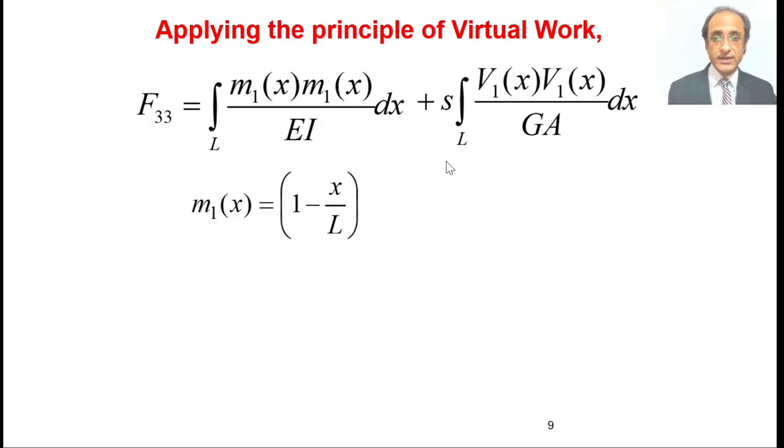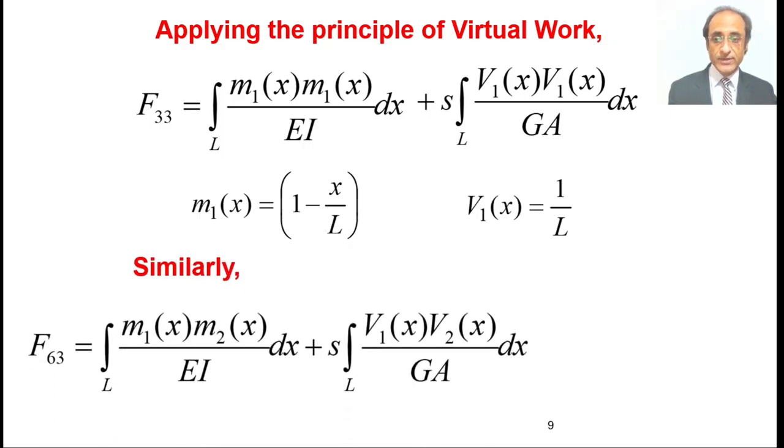So here m1x has this expression, and if you choose the origin at the right end, as we had seen in the previous slide, you can just flip through the previous slide and your expression would be x by L, which enables easy integration. And the shear force is constant, 1 by L. Similarly, we can write the expression for F63, where m2 is x by L with origin at the left end of the member.